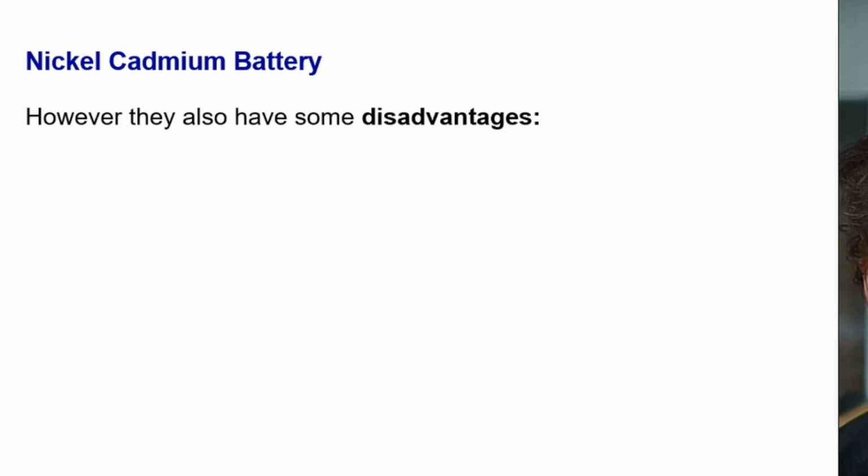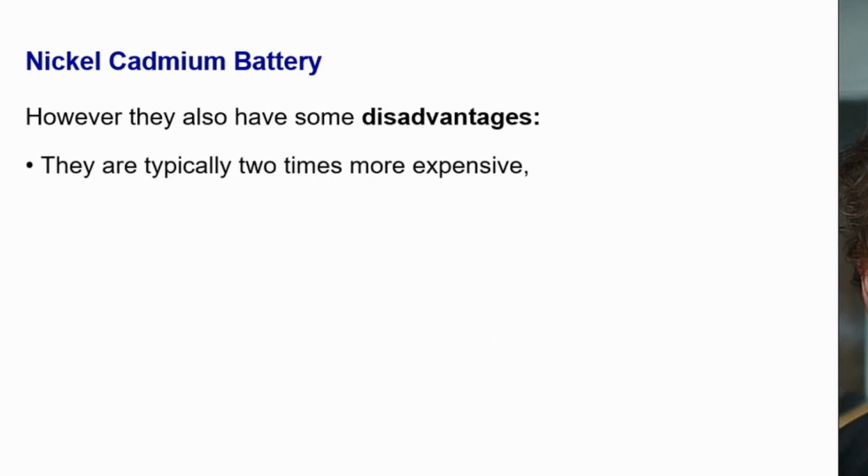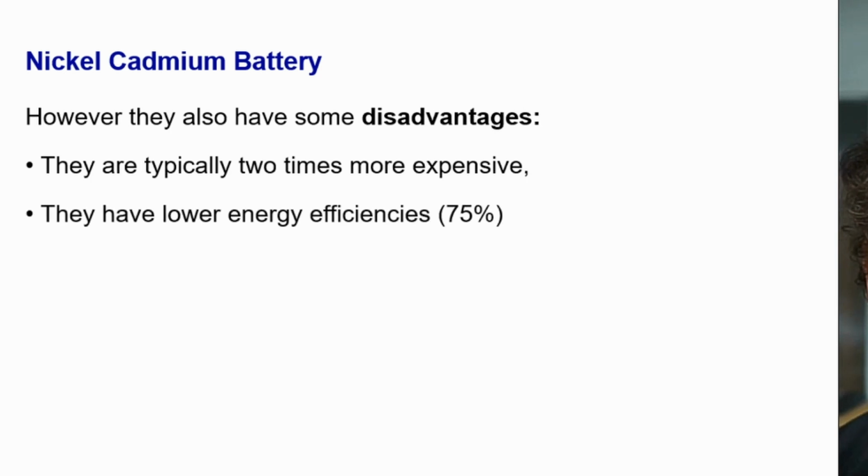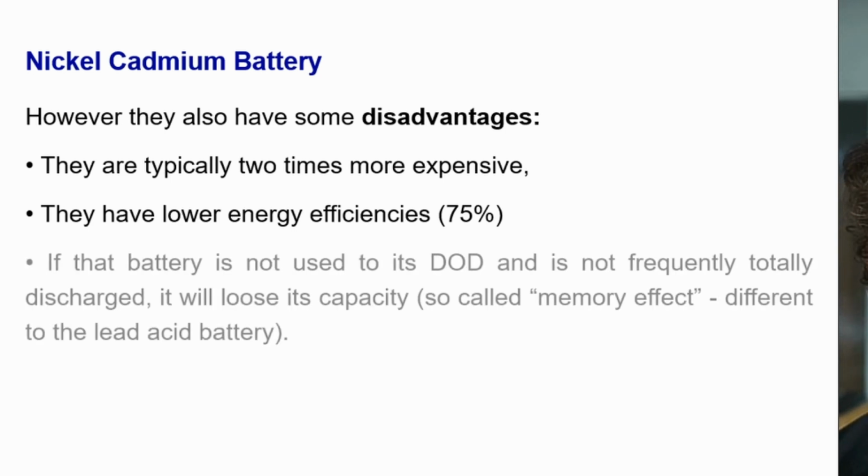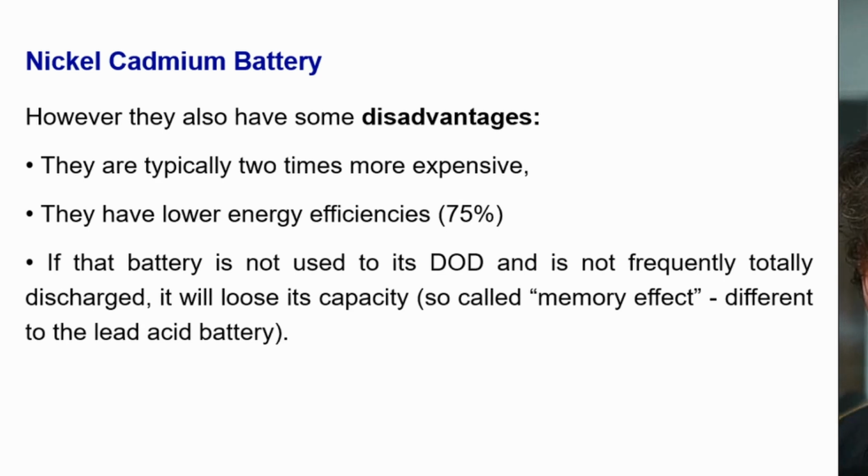They have also some disadvantages. They are typically 2 times more expensive. They have lower energy efficiencies. While you have 80 to 90% with lead-acid batteries, with nickel-cadmium batteries it's only 75%. You have this memory effect.